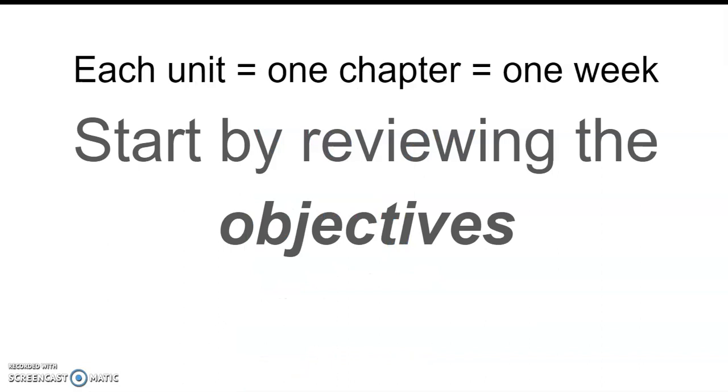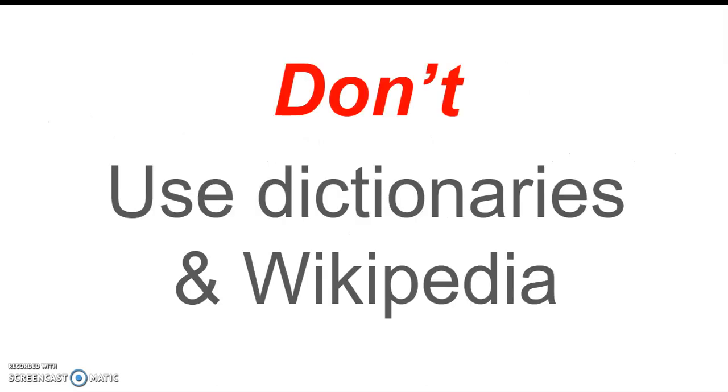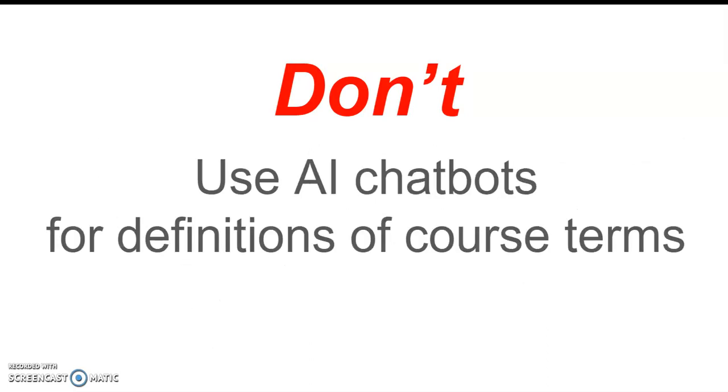Start by reviewing the objectives. It'll tell you very clearly what you need to know to do well on this unit's quiz and on the discussion posts that pertain to this unit. Then I want you to memorize the key terms. Don't use dictionaries or Wikipedia's definition. Use the definition that I gave you, and certainly don't use AI chatbots for definitions of course terms.